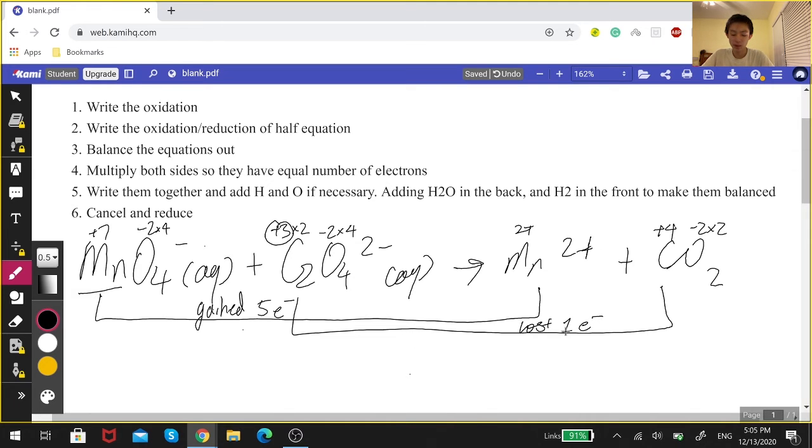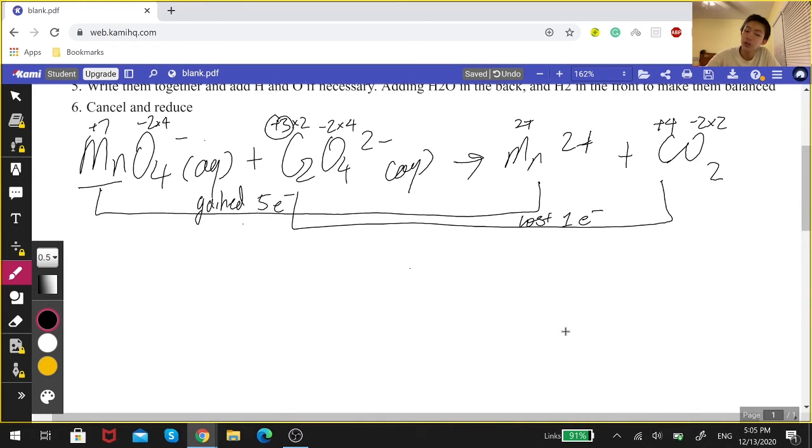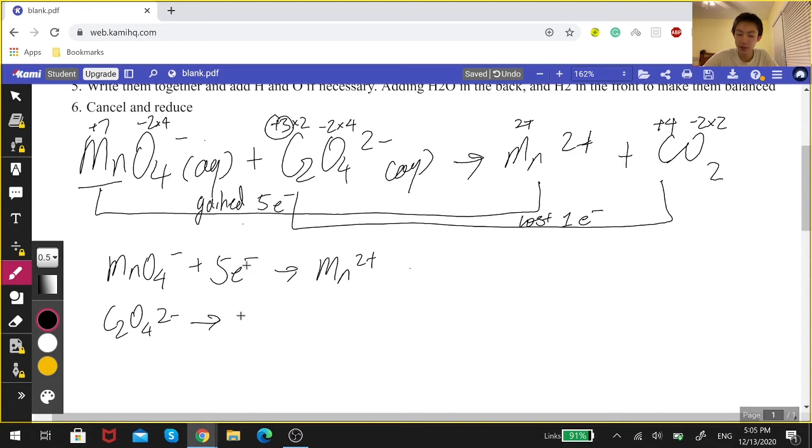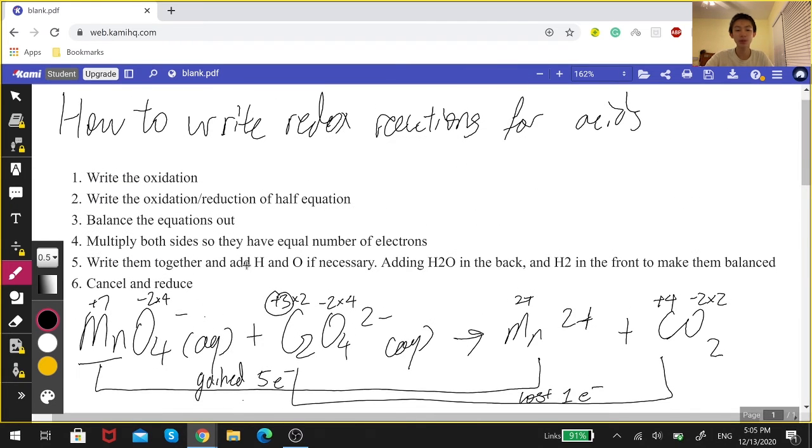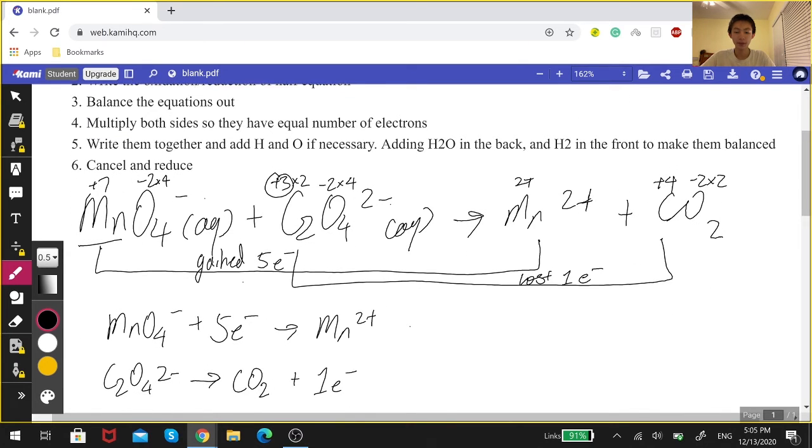Alright, now we're going to write these redox half reactions. So we're going to say MnO4 minus plus 5 electrons forms our Mn2+. And our C2O4 2 minus makes our CO2 plus 1 electron. And now we finished our step 1. We wrote the oxidation numbers, which is all these numbers. Now we finished step 2. We wrote the half reactions of everything, these two.